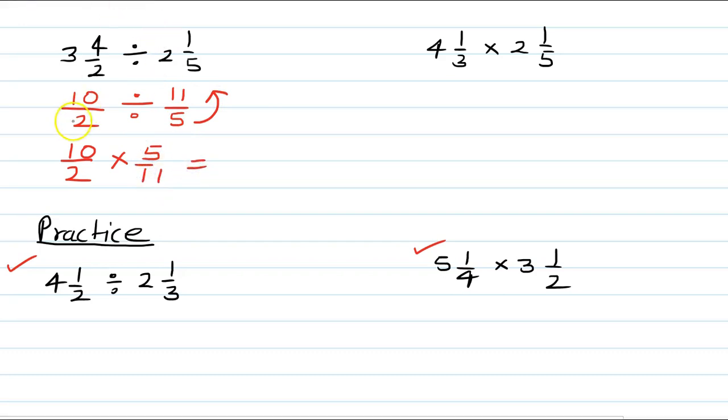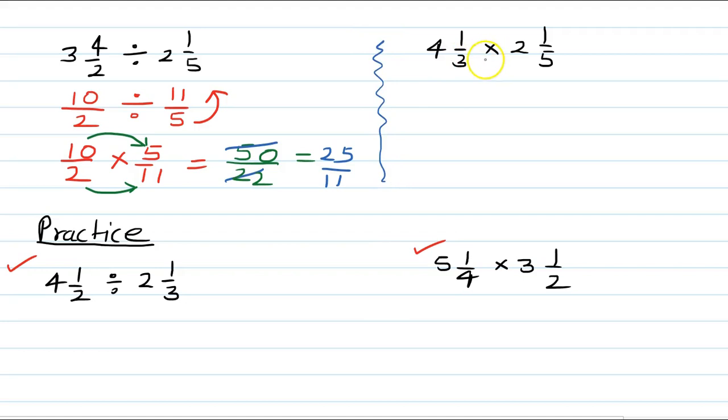Okay, and after that you multiply top number and bottom number. So 10 times 5 is 50 and 2 times 11 is 22. And you can simplify if you are facing difficulty. So what you can do, half of 50 is 25, and half of 22 is 11. And you can leave your answer here, and if you want, you can convert it into a mixed fraction. Okay, now what happens if there is a multiplication sign?